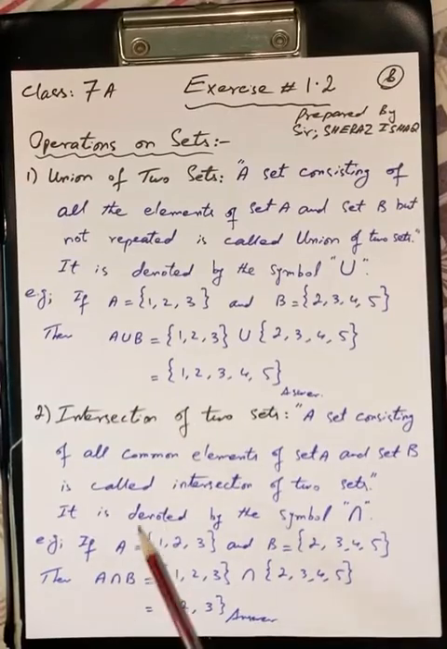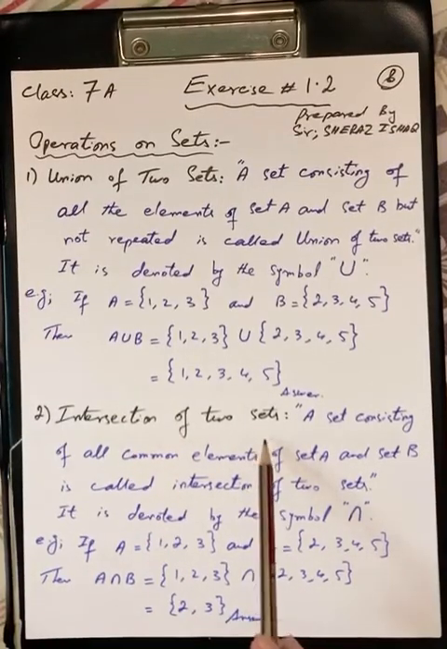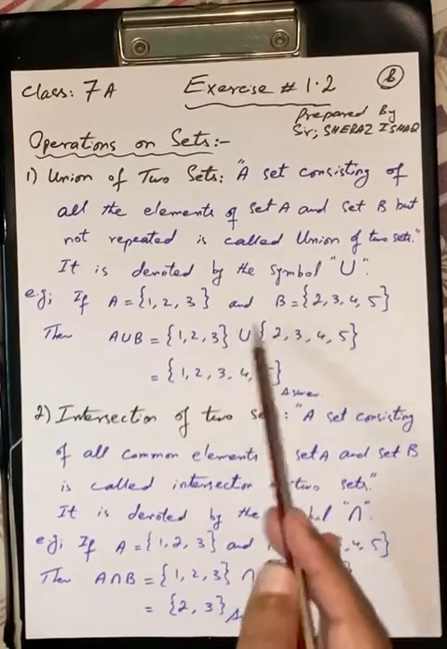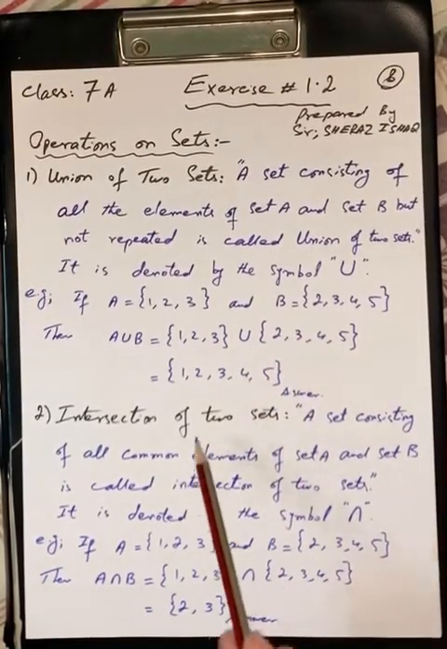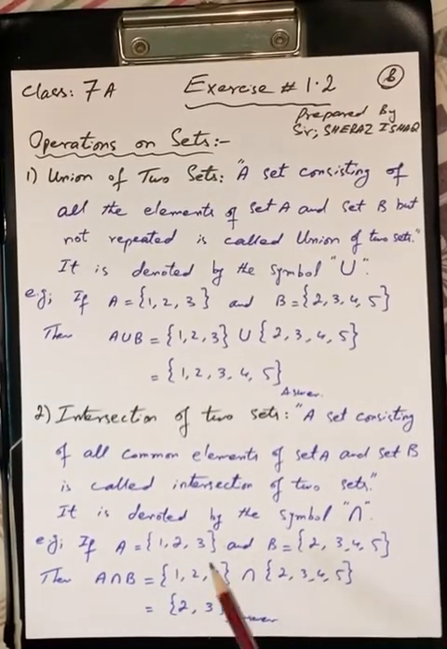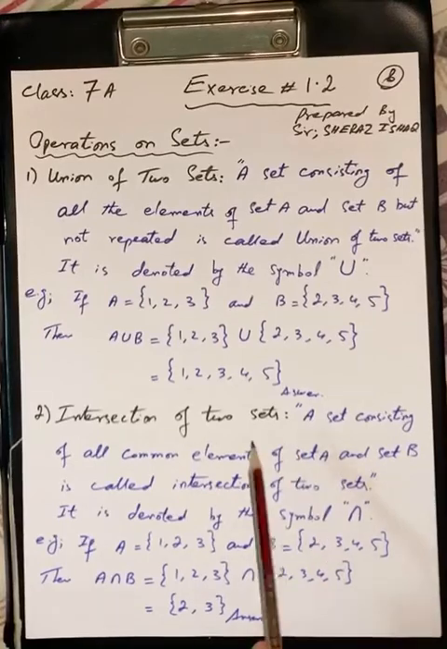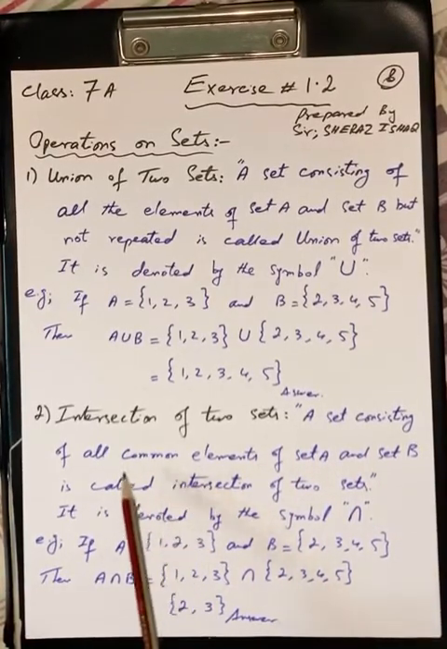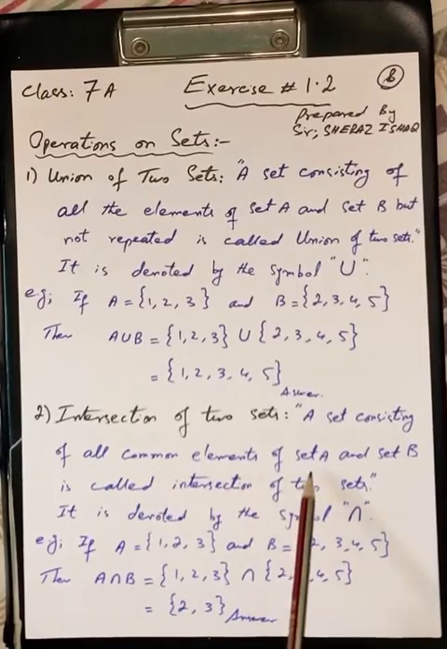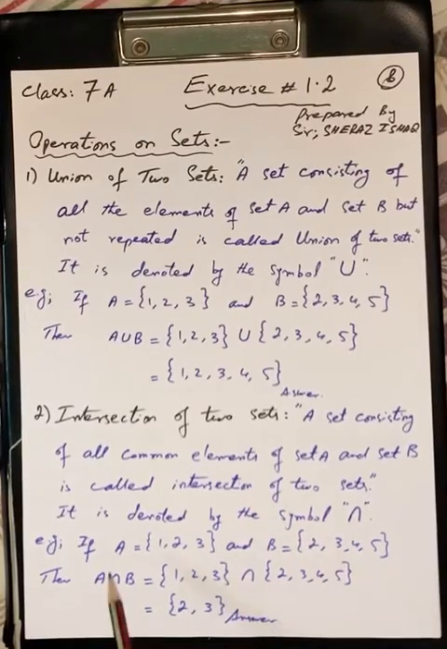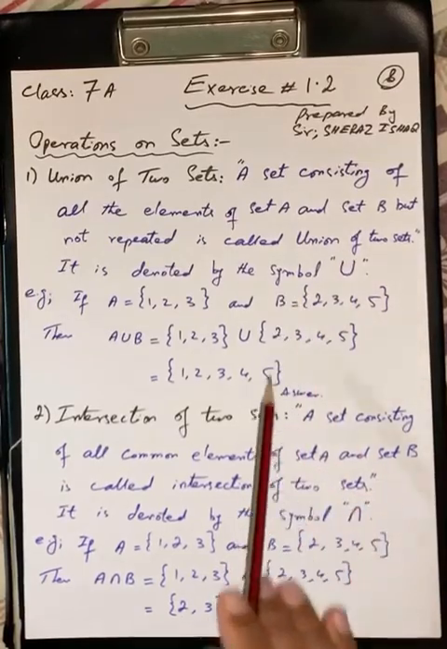Now next, the intersection of two sets. In union, we take all the elements of the given sets but not repeated. Here in the intersection, we just take the common elements from the given sets. As per the definition, a set consisting of all common elements, keep this word in mind, of set A and set B is called the intersection of two sets. It is denoted by the symbol that is just the reciprocal of union.